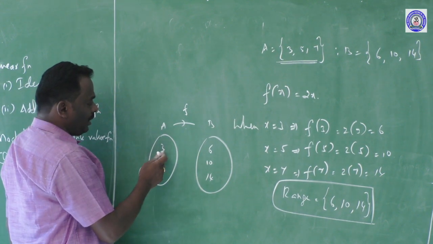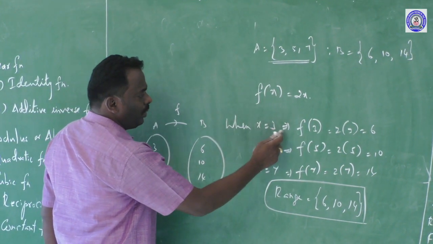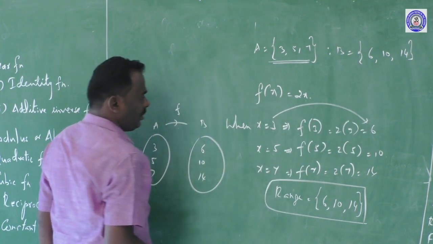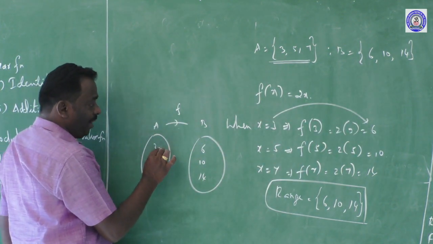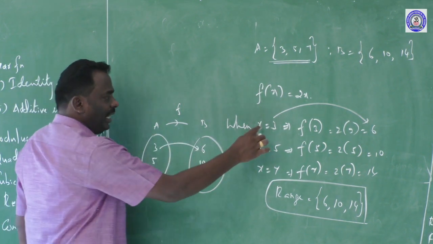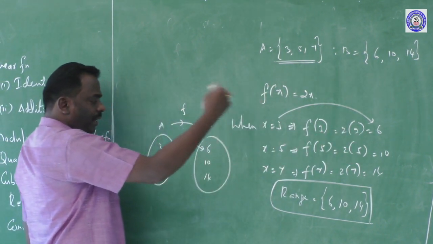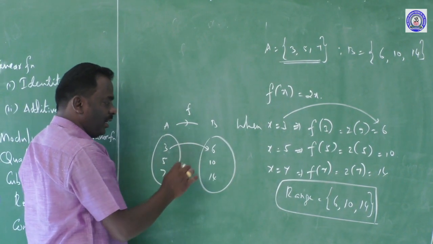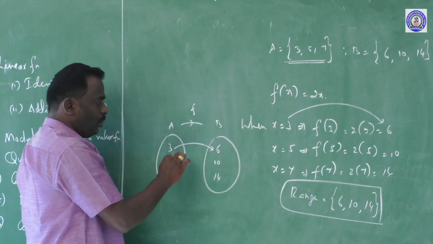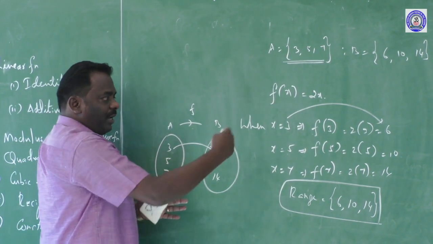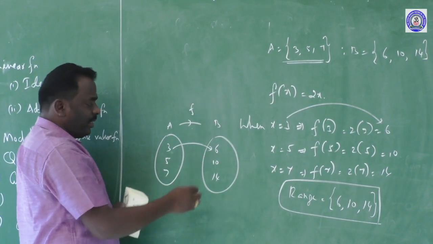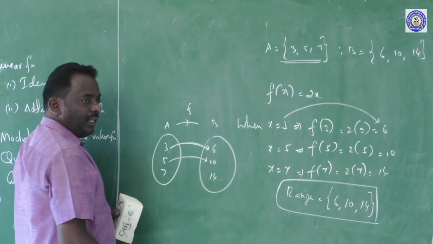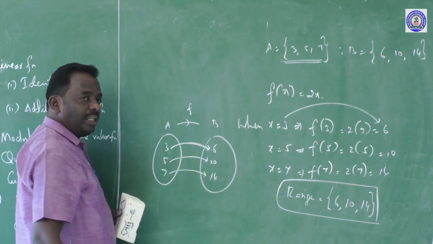Now compare 3. 3 is an x value, and its function value is equal to 6. Therefore 3 has the image 6. We can write in the arrow diagram that 3 is connected, or mapped, to 6; we can say it in any one of these ways: connected, mapping, or image. So 3 has image 6, 5 has image 10, and 7 has image 14.